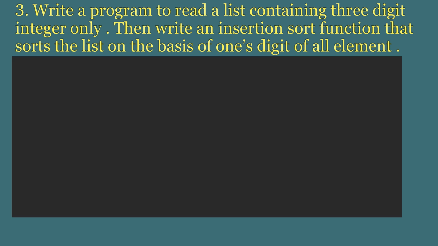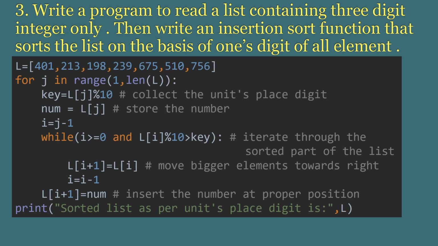Now write a program to read a list containing 3-digit integers only. Then write an insertion sort function that sorts the list on the basis of the one's digit of all elements. Okay, so now let's say this is the program. This is a list containing all the 3-digit numbers. Now we have to sort according to the digits which are present at units place.